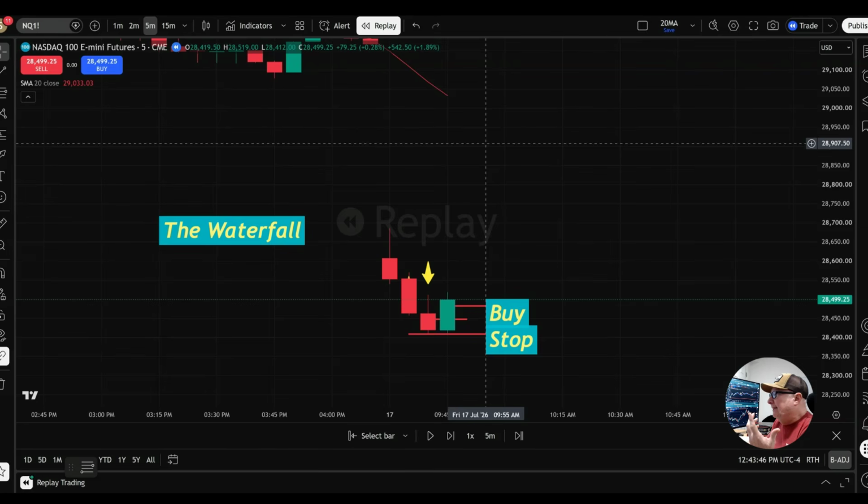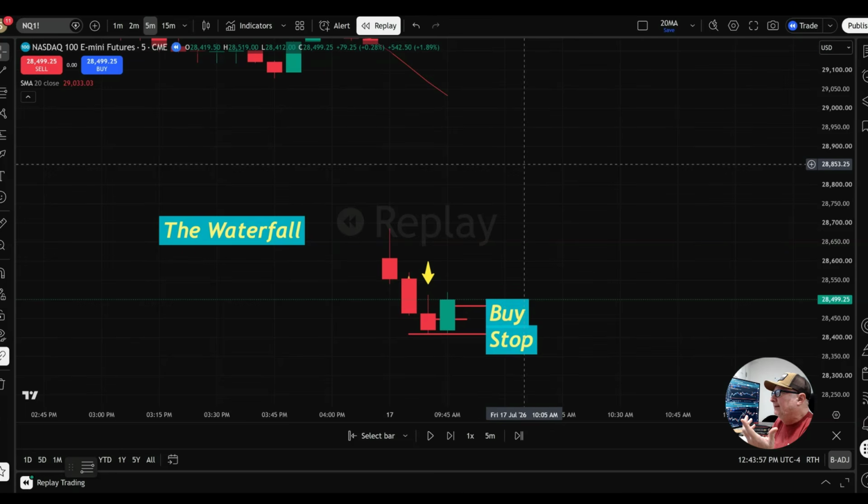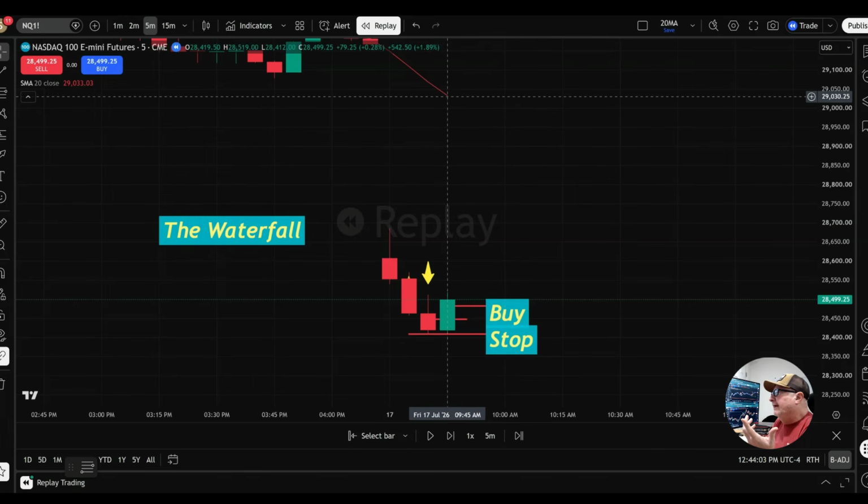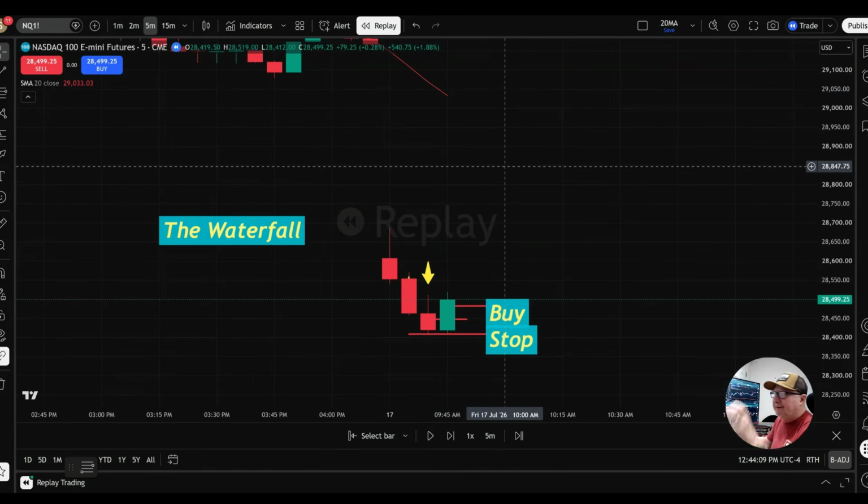For this, I would say it's around 28,900, maybe 28,850. That's this level. 900's this level. If the trade works, then the 5 should intersect around that zone, 28,850 to 28,900. So that's going to be my first target that I'm looking for.